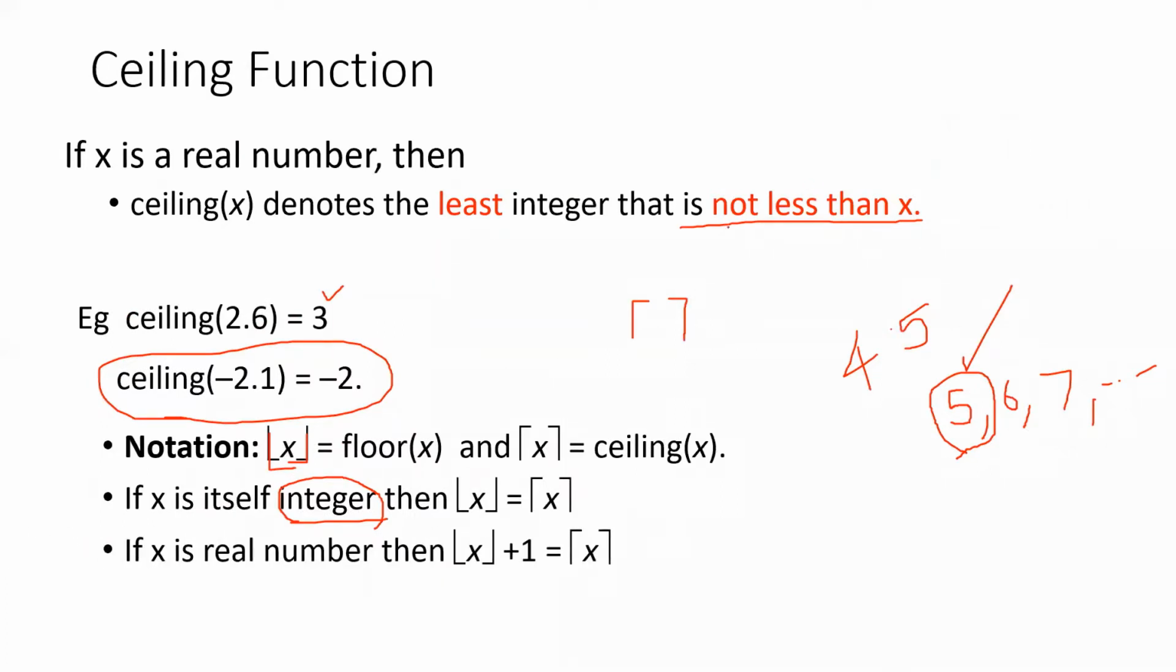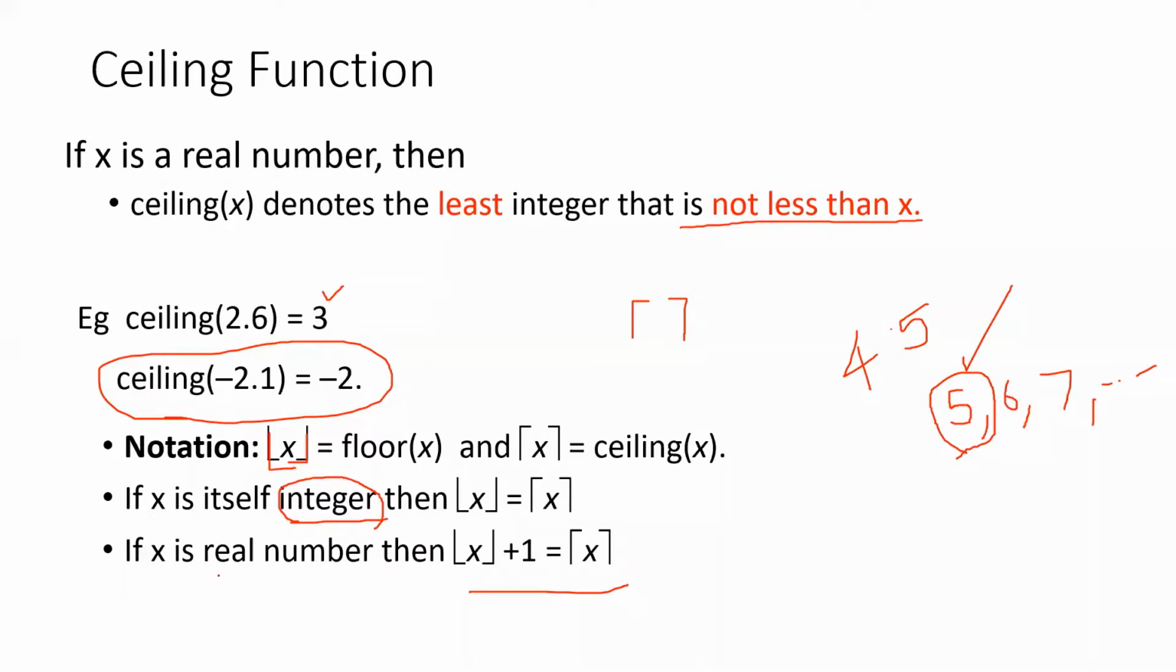If you find that these two are related like that, floor of a number plus 1 will be giving you the ceiling of that number. Floor of 2.6 is 2, while ceiling of 2.6 is 3. So the floor of the number plus 1 will be giving you the ceiling of the number. Understood? Floor of 2.6 plus 1 will be giving you the ceiling of that number.